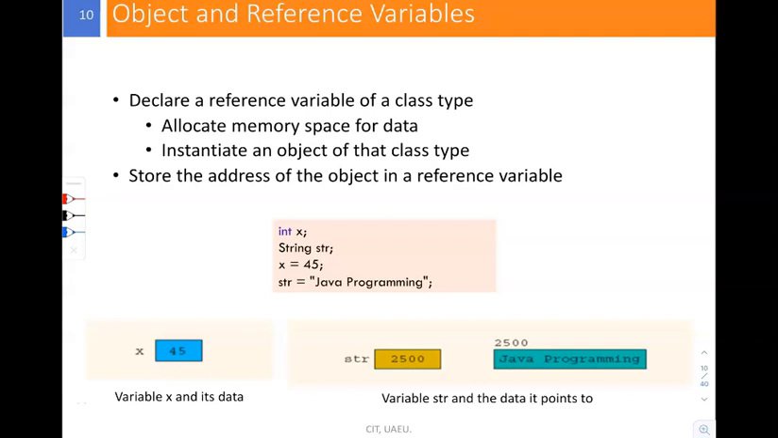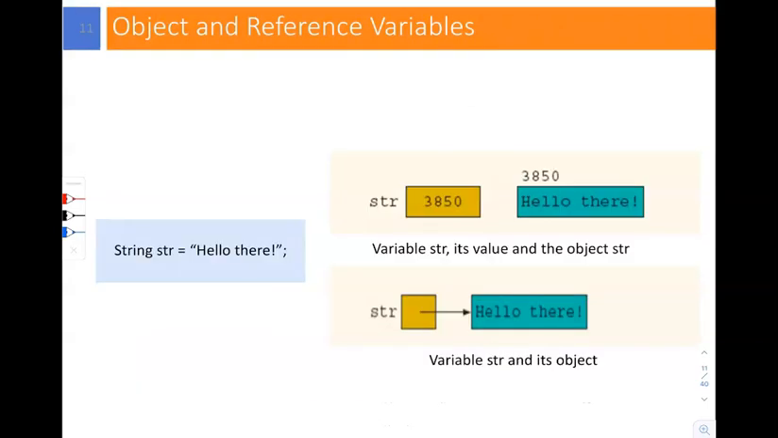Just remember that if it's not a primitive type, then what is stored in that reference variable is an address, not the actual value. Sometimes we indicate that using an arrow. We don't actually know the exact address of where that object is stored in memory, but we can show it like this. str is a reference variable and it points to the object hello there.